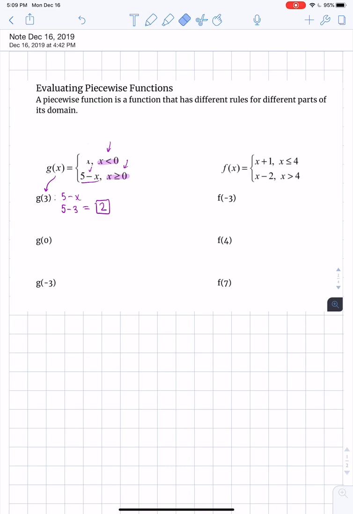So we can do the same thing for each of these. For the second one, it's asking to find g of 0. So am I going to use x is less than 0 or x is greater than or equal to 0? I'm going to use greater than or equal to 0. So I'm going to use the same expression again, 5 minus x. In this case, x is 0, so it's just 5 minus 0, and that's 5.